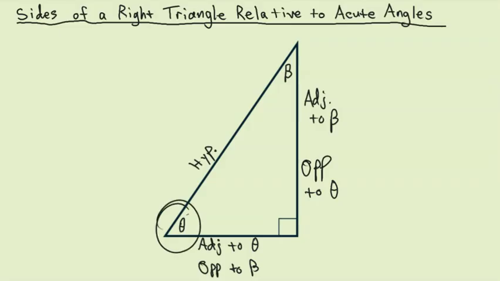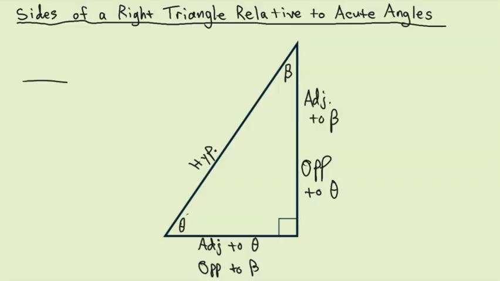And so when we talk about the adjacent side and the opposite side, we have to be referencing one of the angles of the right triangle. We can't just say, oh, here's a right triangle and this is the adjacent side. No, this side is only adjacent to this angle. This side is opposite to this angle, and so it depends on which angle we're talking about.